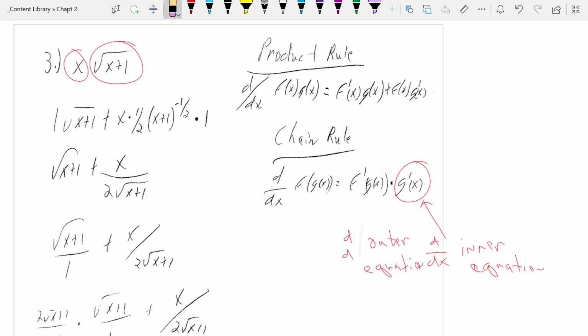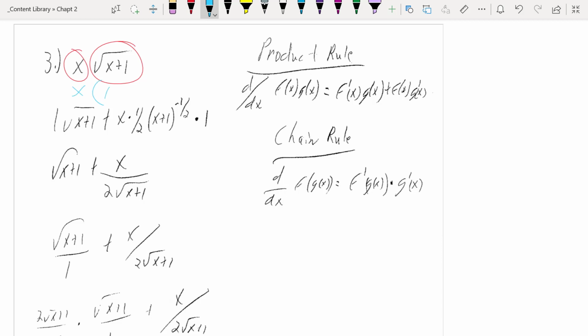Okay, now that I've explained it, we're going to go ahead and apply the chain rule, or sorry, the product rule. And when I take the derivative of that second equation, I'm going to have to use the chain rule. But before I do that, I'm just going to rewrite this so that it's a little easier to see my two separate equations. So remember, this is x, and then this is going to be x plus 1 all to the 1/2.